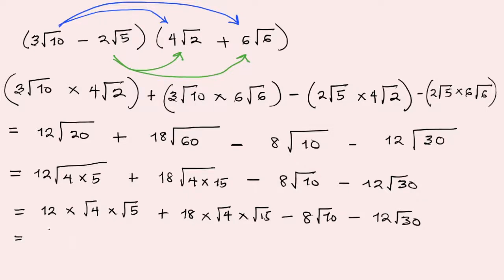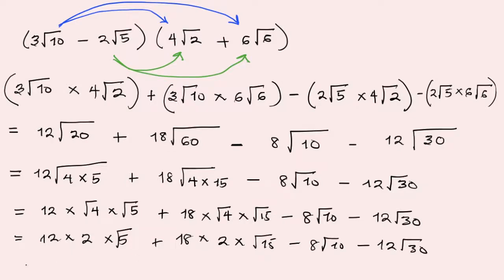Now this is going to be equal to 12 multiplied by square root of 4, which is 2, times the square root of 5, plus 18 multiplied by 2 multiplied by square root of 15, minus 8 root 10 minus 12 root 30. Now our final answer will be 12 multiplied by 2 is 24 root 5 plus 18 multiplied by 2 is 36 root 15 minus 8 root 10 minus 12 root 30. And that is our final answer.